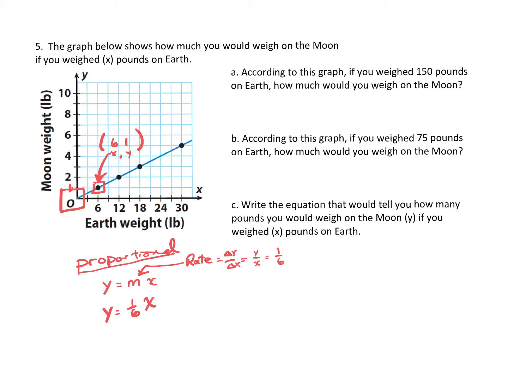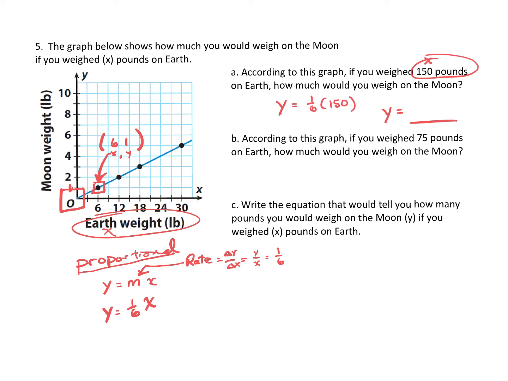So if you weighed 150 pounds on Earth, the Earth weight is the x. So x is 150. And we have the equation already because we just wrote it. y equals 1 over 6 times 150. All right, you do the math. All you have to do is multiply 1 over 6 times 150, which is the same as taking 150 divided by 6. You do it. Don't forget to do that.